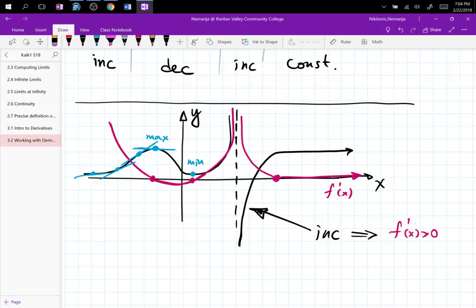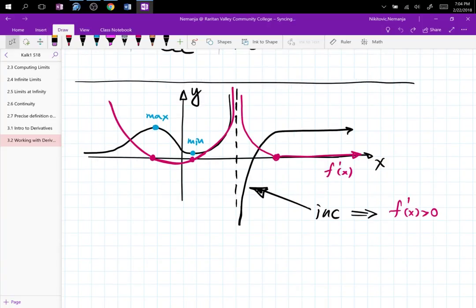Now I have to get rid of this clutter. You won't be able to see the picture. There we go. Good. So there is a link between the function and its derivative. See you next week.